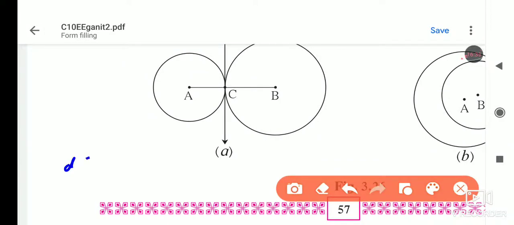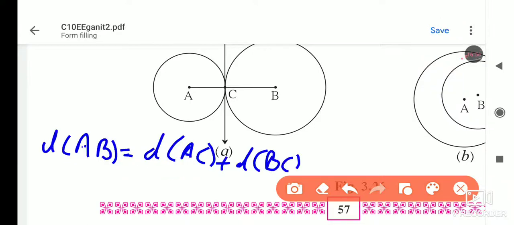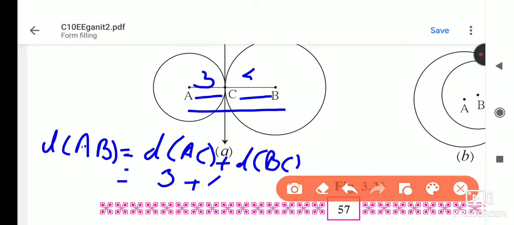So the distance of AB is equal to the distance of AC plus the distance of BC. Here I told you AC measures 3 centimeters, and BC measures 4 centimeters. So I will write here 3 plus 4 is equal to 7.